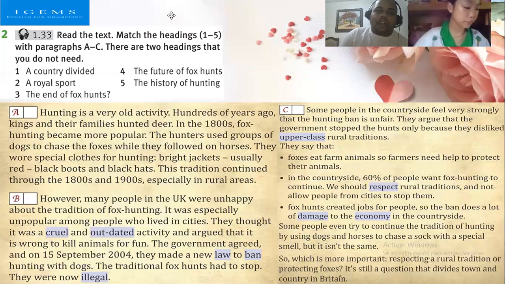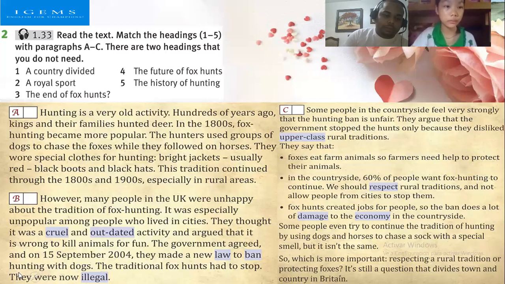Okay, paragraph A. What do you think it is? I think it's 5. Okay, you say that paragraph A is 5. Let's check. That is correct. Paragraph A is 5, which is the history of hunting. Okay, let's continue.